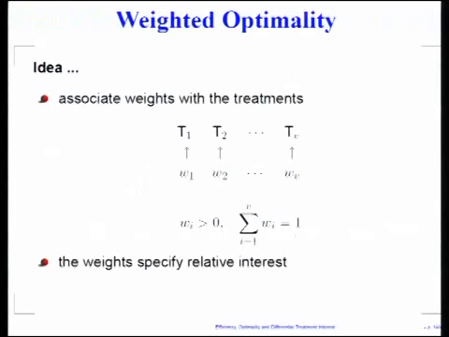Now we're ready to get our setup with our idea. And you see our v treatments displayed there, and what we're going to do is associate a weight with each one. So W1 through Wv. Each weight is positive, and the sum of the weights is 1. And the point of the weights is these are supposed to specify your relative interest. So if W1 is 2 times W2, you're putting twice as much emphasis on treatment 1 as on treatment 2.